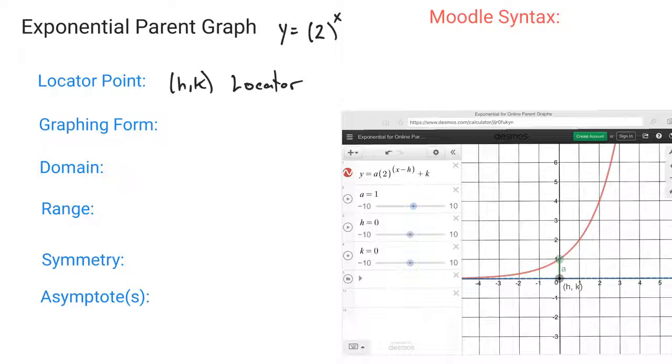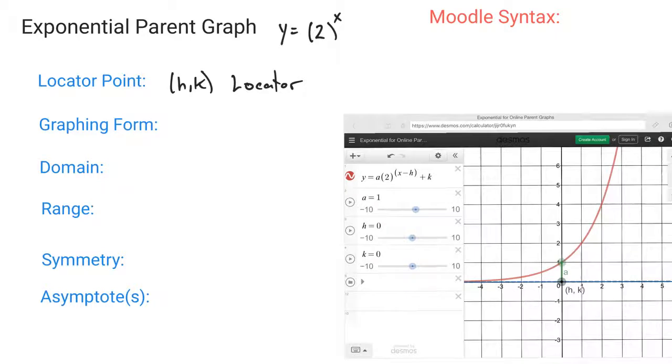Now we will write the graphing form of this equation. So you have y equals a times 2 to the x minus h, and then plus k afterwards. So the 2 is in parentheses. That's the base. Now, for all exponential functions that you worked with in other examples, the base is not always equal to 2. But for us, as we're working through our graphs, we're going to have that equal to 2.